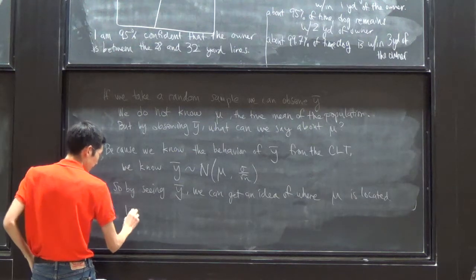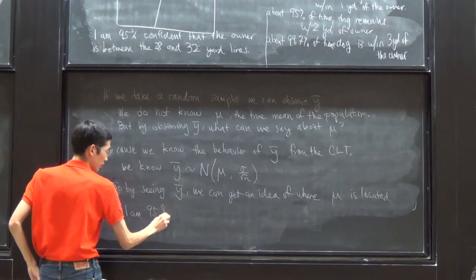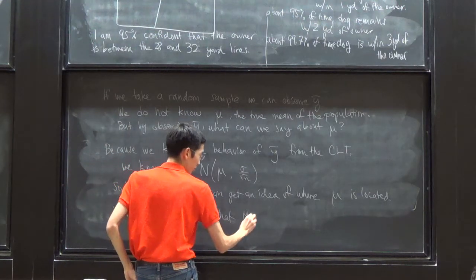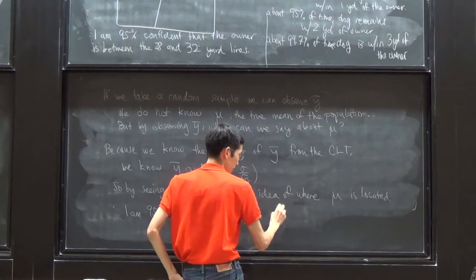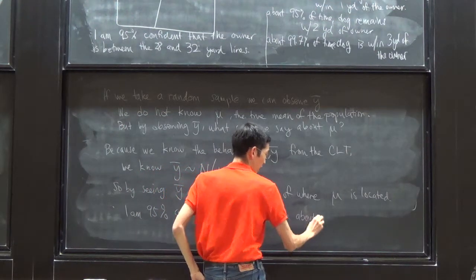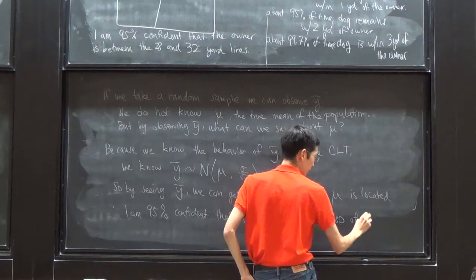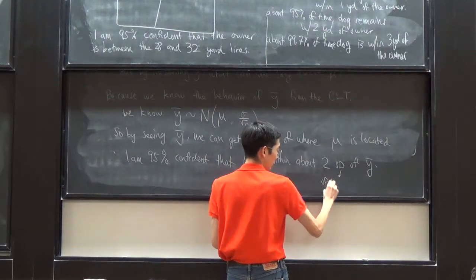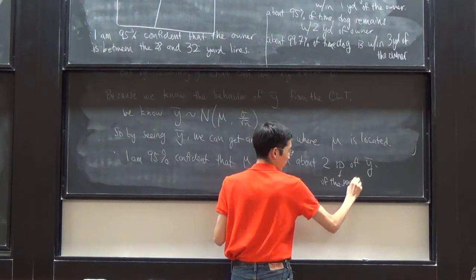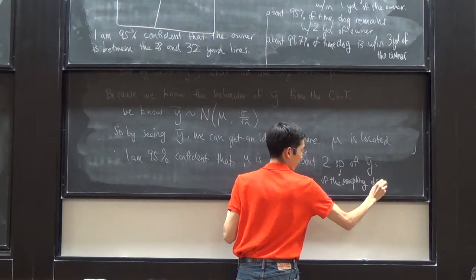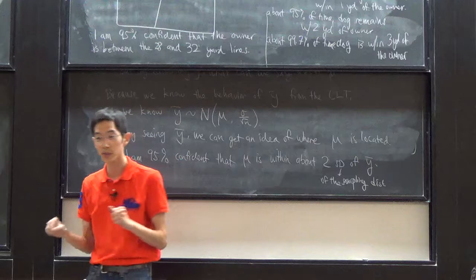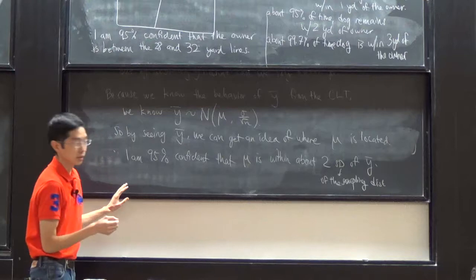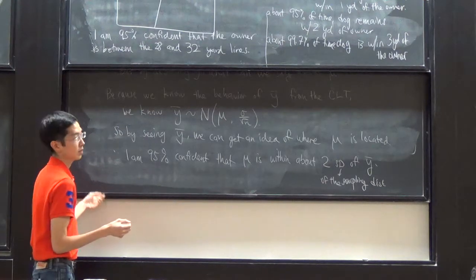Along the lines of, I am 95% confident that mu is within about 2 standard deviations of y bar, okay? And this is standard deviations of the sampling distribution, not sigmas themselves. Does that feel okay? All right.